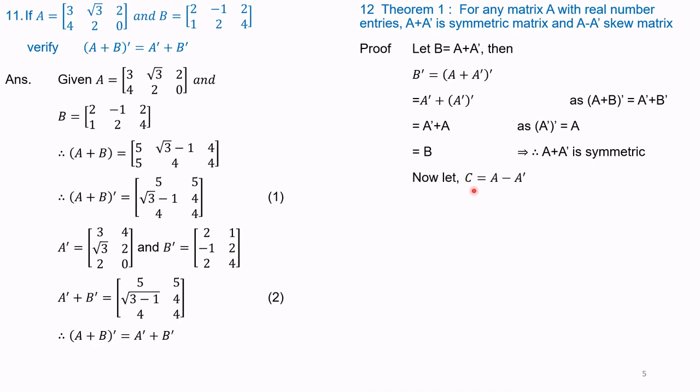Hence, A plus A dash is symmetric. Now, for skew matrix, let us consider a matrix C such that C is equal to A minus A dash.